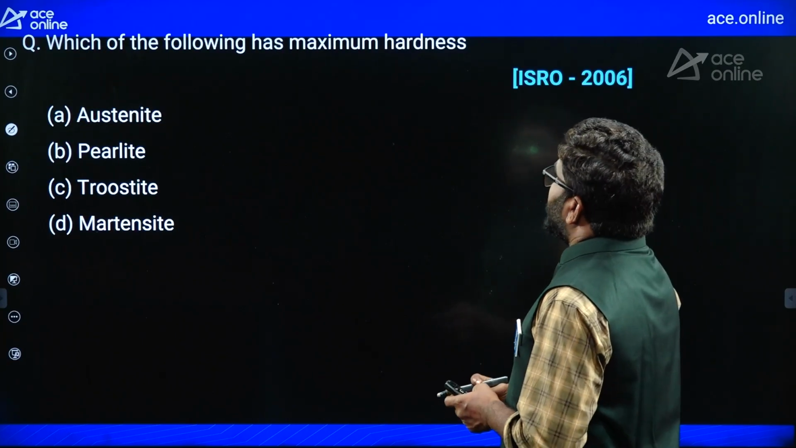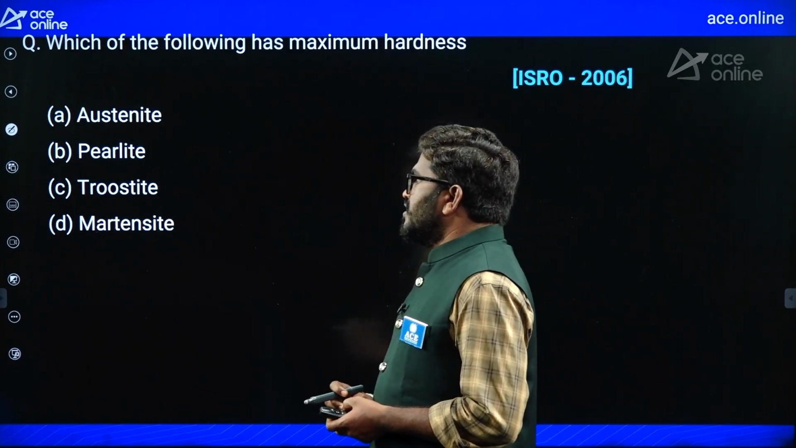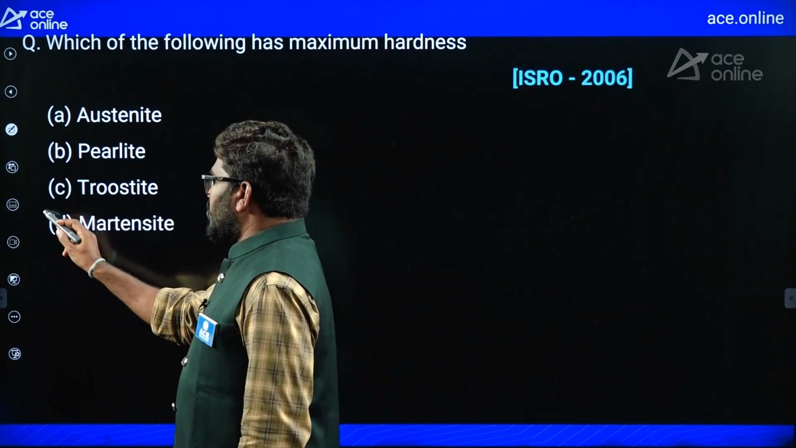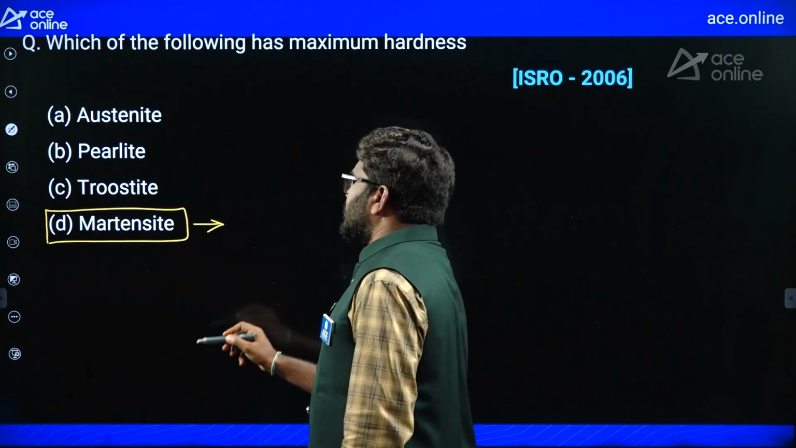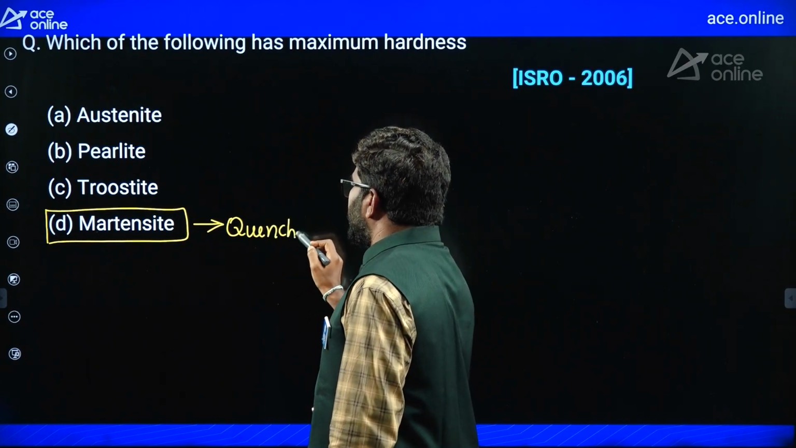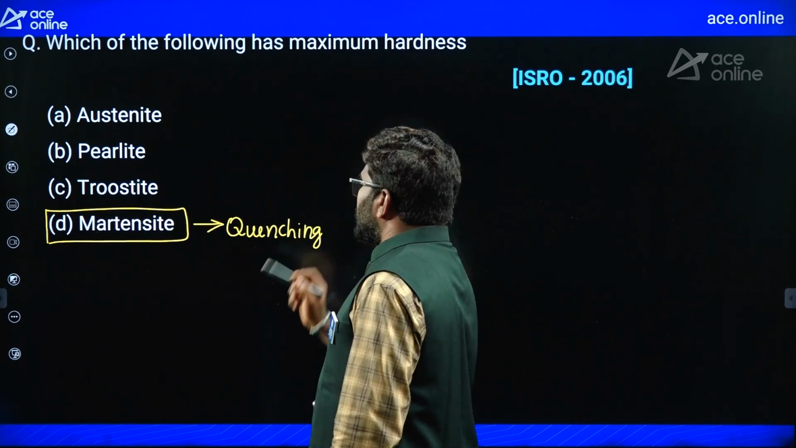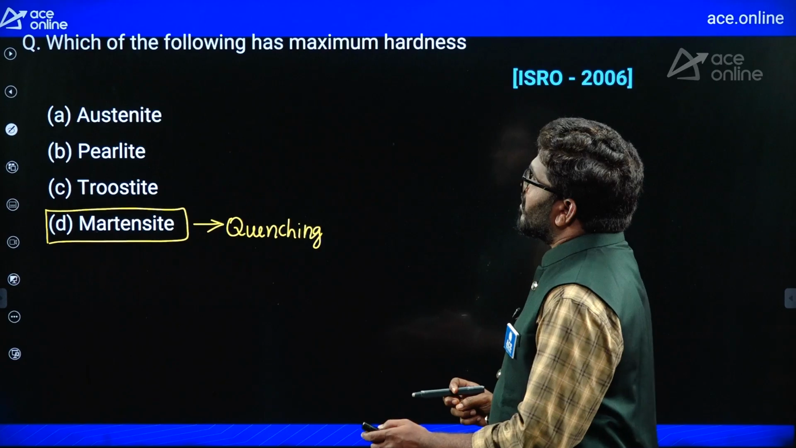Which of the following has maximum hardness? See, out of these, the martensite has maximum hardness because here we are producing this one by quenching in water. Because of quenching in water, you will get maximum hardness.